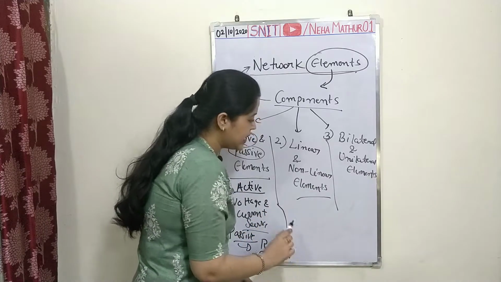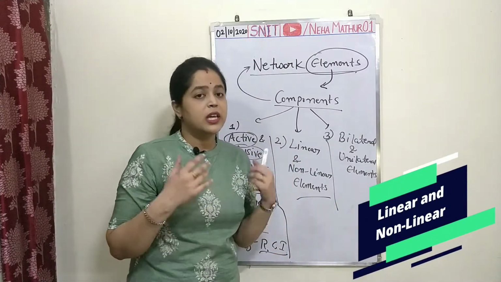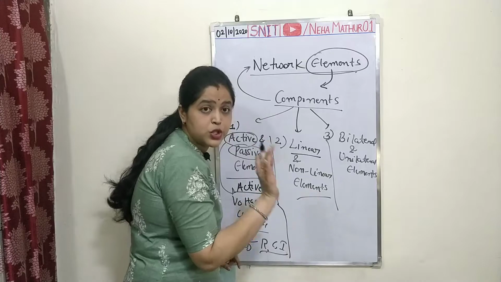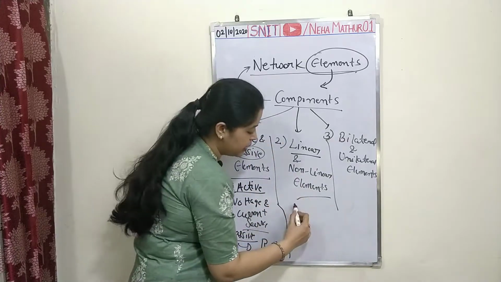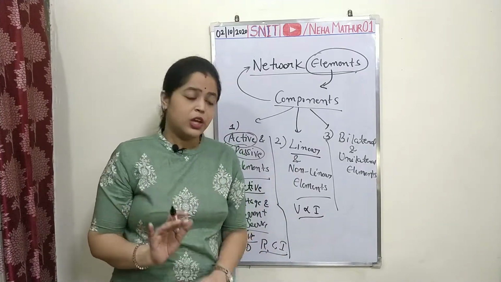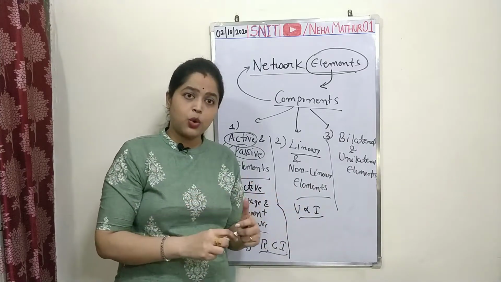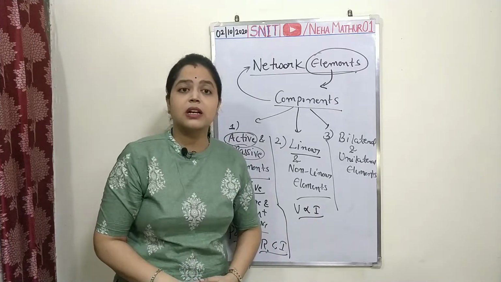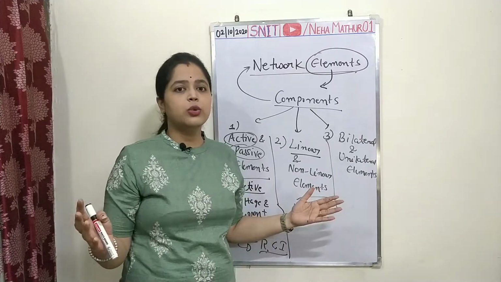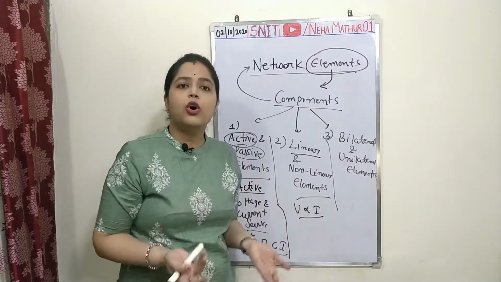Now come to the next classification: as the name implies, linear and non-linear elements. This is a simple concept. Linear elements are those elements which show a linear relationship between voltage and current. Those elements which show such a linear relationship come under the category of linear elements, while those elements which are not able to represent a linear relationship between voltage and current come under the category of non-linear elements.